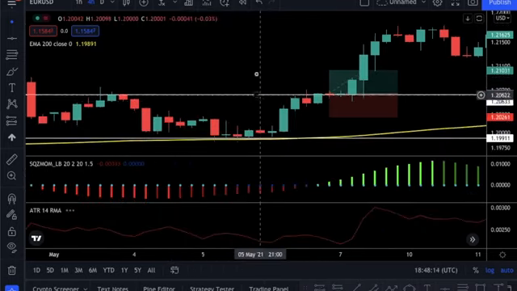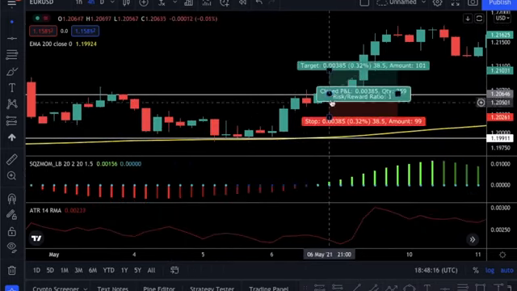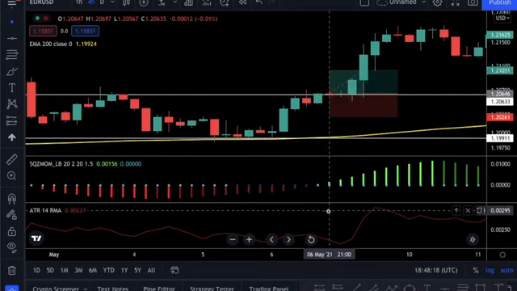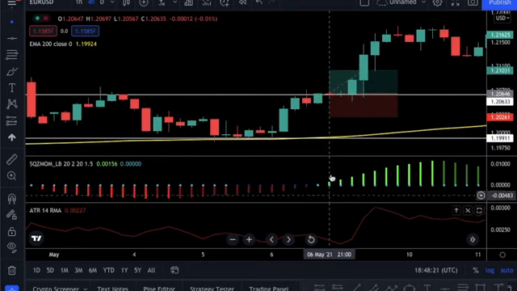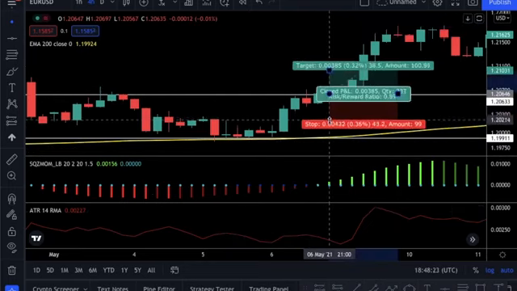I will add the ATR indicator to decide the stop loss level. We will use 2 times the ATR as our stop loss point. Since the ATR is 227 at this candle, we will stick with 454.